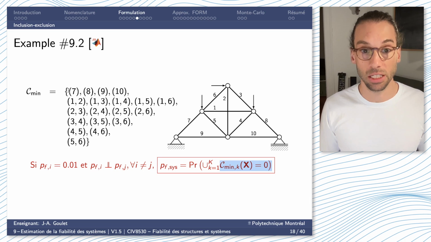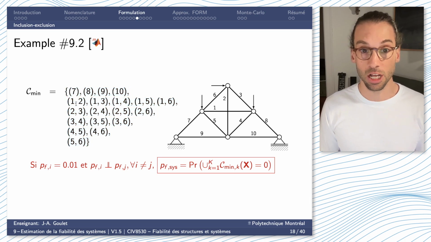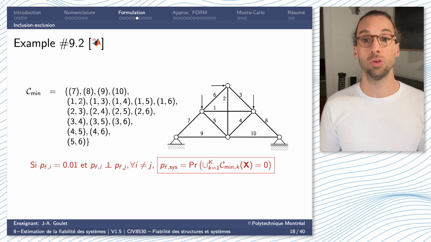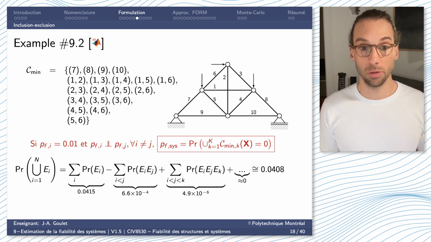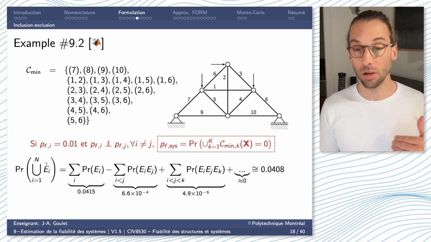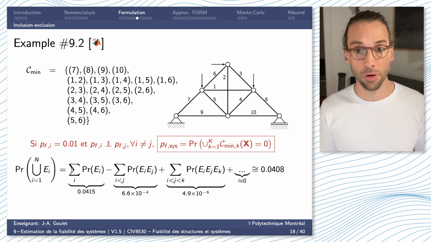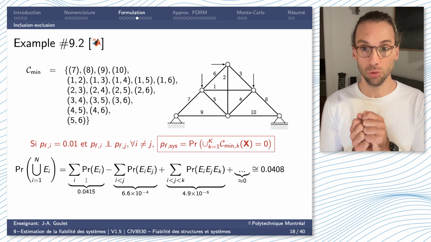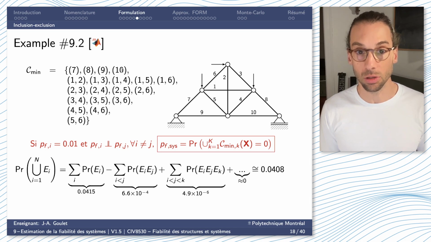So these minimal cut sets are expressed there. Some of the cut sets contain a single member, some of the cut sets contain two members. So we need to use the inclusion-exclusion rule to evaluate this probability of failure. In this, we're going to have the probability of the union of all the events representing each of the individual cut set. So the first term of that inclusion-exclusion rule is going to be to compute the probability of any of those events.